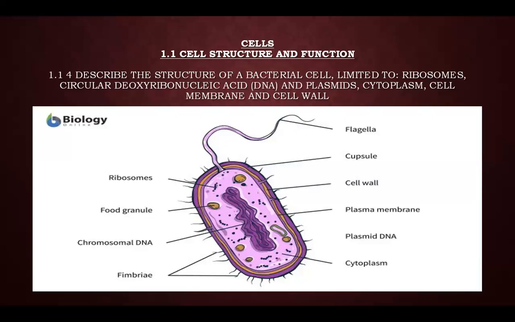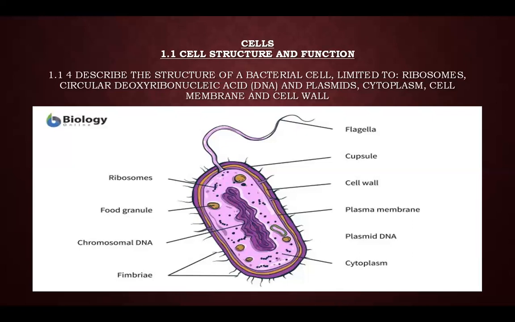So prokaryotic organisms or the prokaryotes are the organisms that have cells without a nucleus. All prokaryotic organisms are unicellular. Bacteria and cyanobacteria are examples of prokaryotes. We will be looking into the structure of bacteria and what we need to see in it.